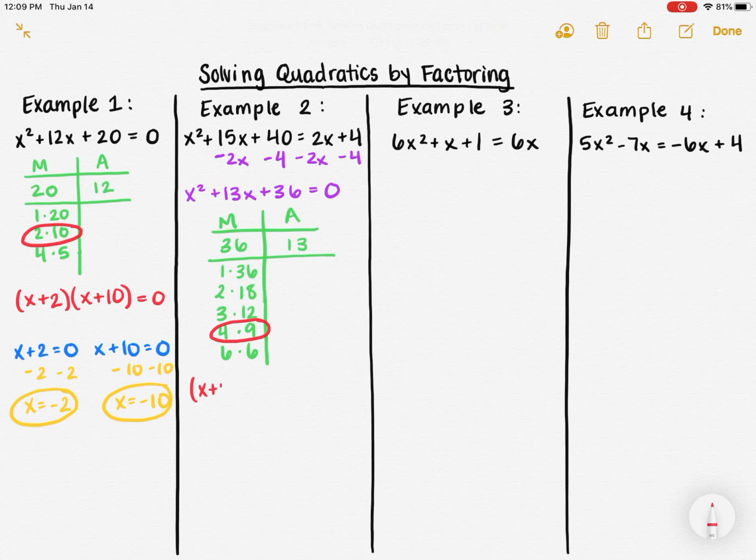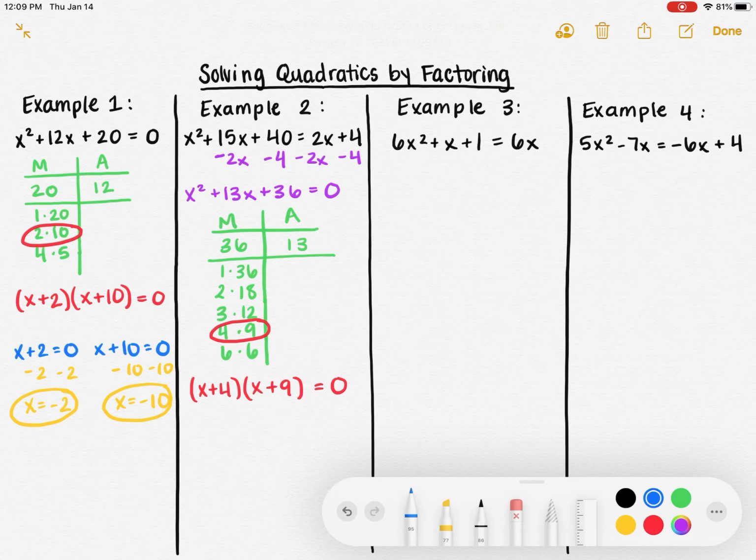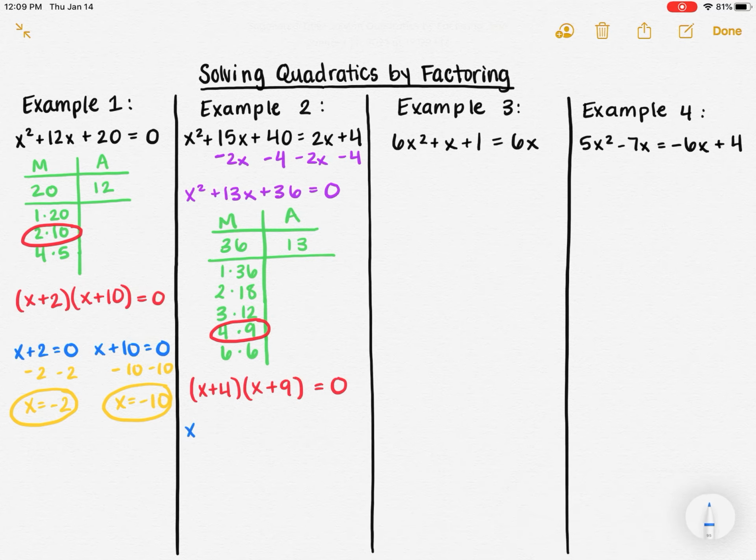So now I have my equation: x plus 4 times x plus 9 equals 0. Since they're both positive, they're both pluses in the two factors. Now we proceed the same way we did before. We're going to set each factor equal to 0. So x plus 4 equal to 0, and x plus 9 equal to 0. And then my last step is just to subtract in both equations. So subtract 4 to get x equals negative 4, and subtract 9 in this one to get x equals negative 9. So our two solutions are x equals negative 4 and x equals negative 9.